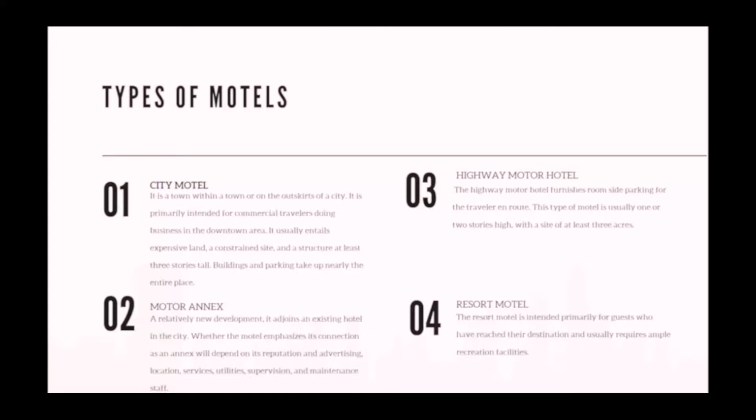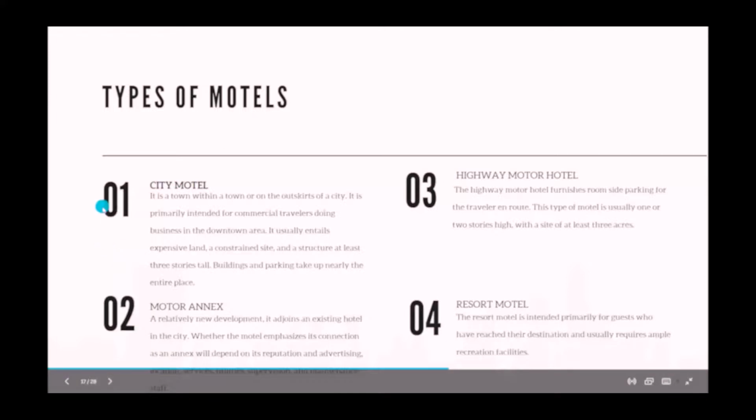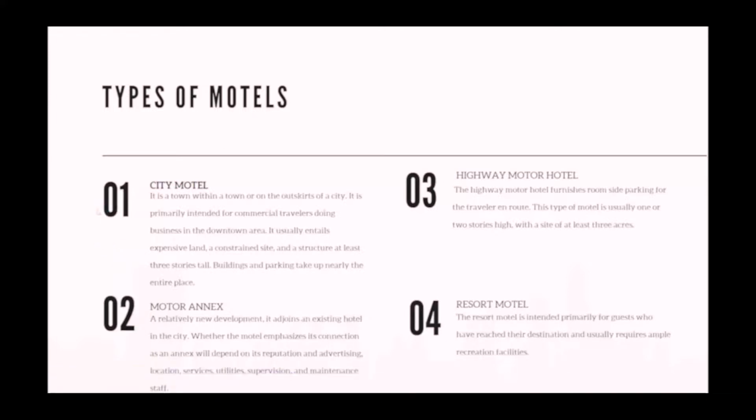So that the users will have a choice. Okay, so parang marketing strategy din to. So once the users cannot afford a hotel, dun sila gagamit sa motor annex.